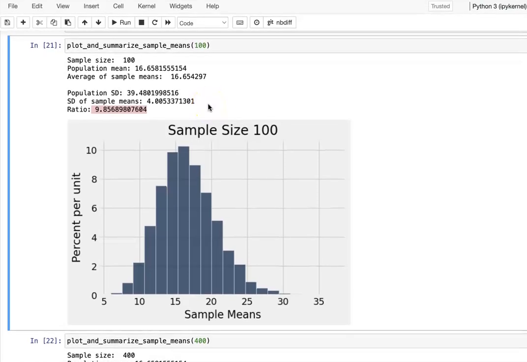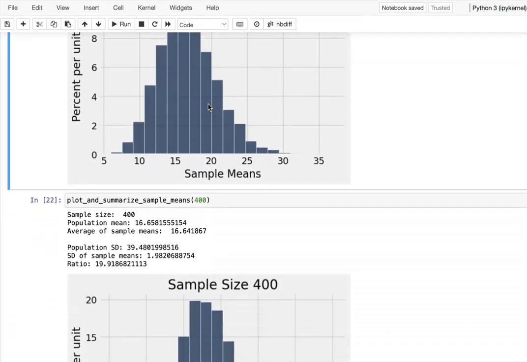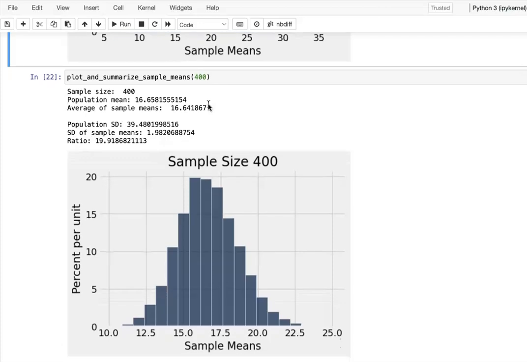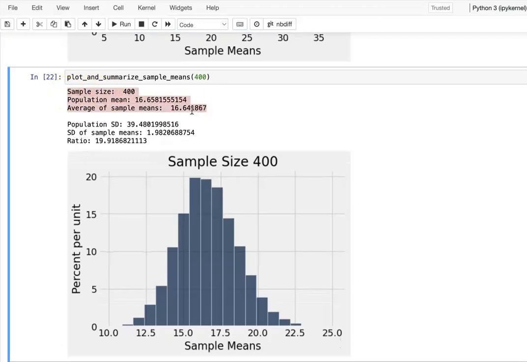Continue, we see the 400. When the sample size becomes 400, again the population mean and the sample mean are very close, only 0.01 different at the second decimal place. But the standard deviation for 400 drops even more, to almost less than 2.